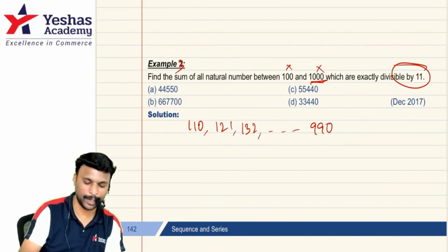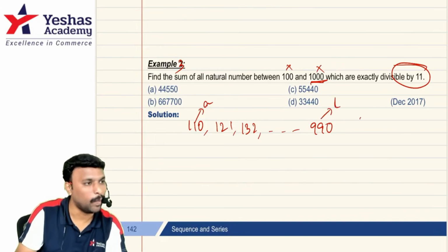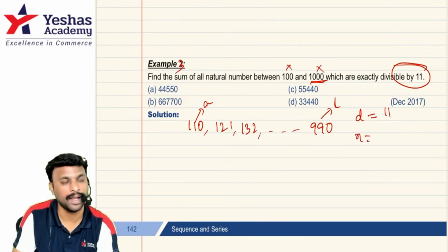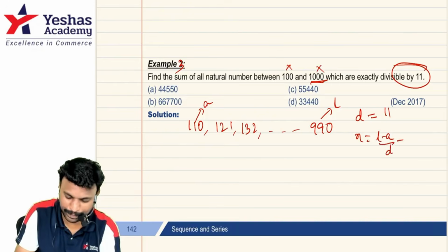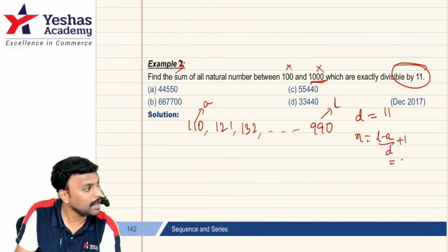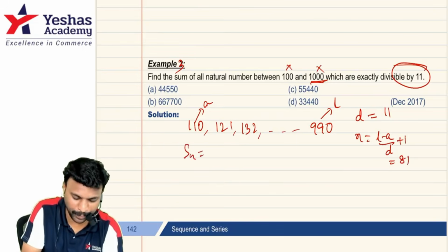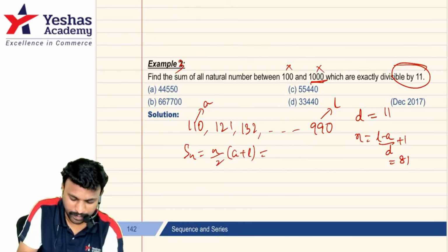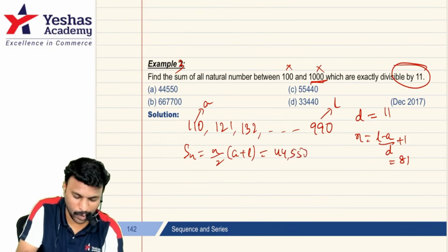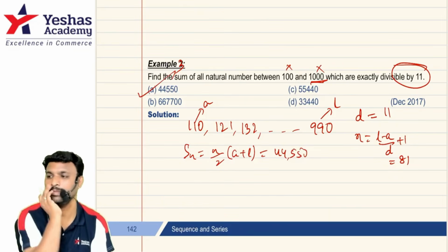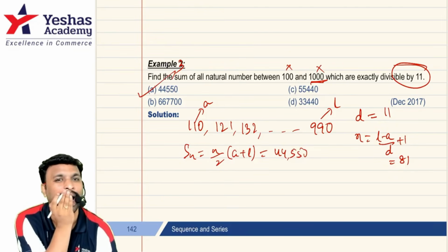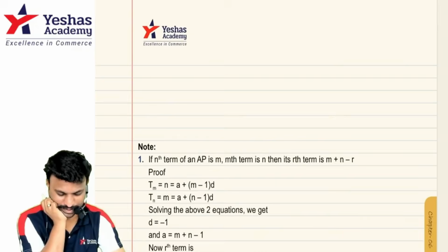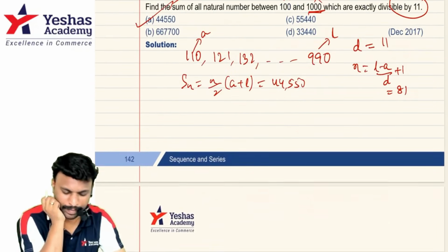Now, I know A, I know L. What's the common difference here? 11. Compute N quickly: L minus A by D plus 1. How much? 81. So Sn you compute now. How much? 44550. Option A. Are you getting it? Everybody, say yes or no? Right? Want to solve one more on this? Please take.